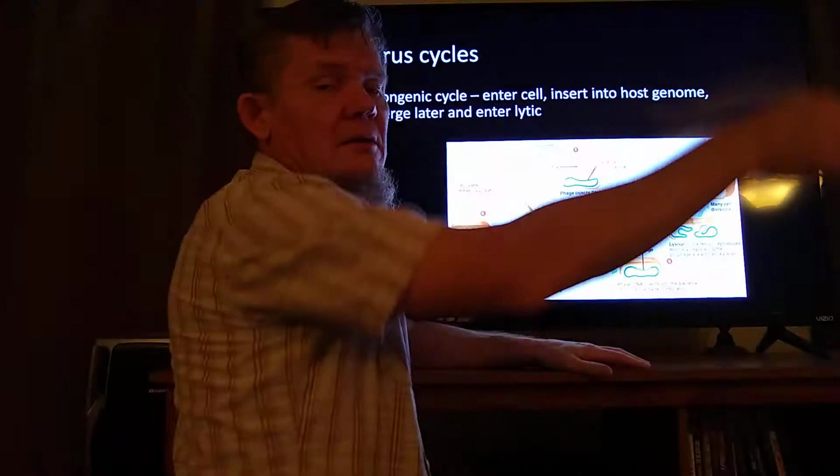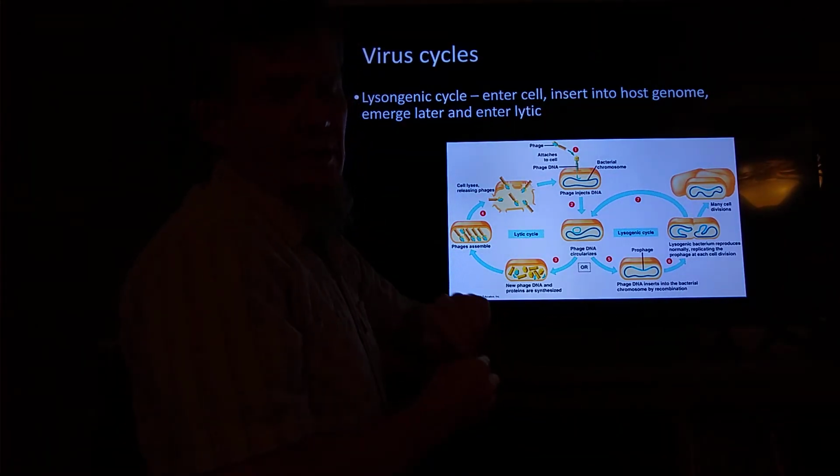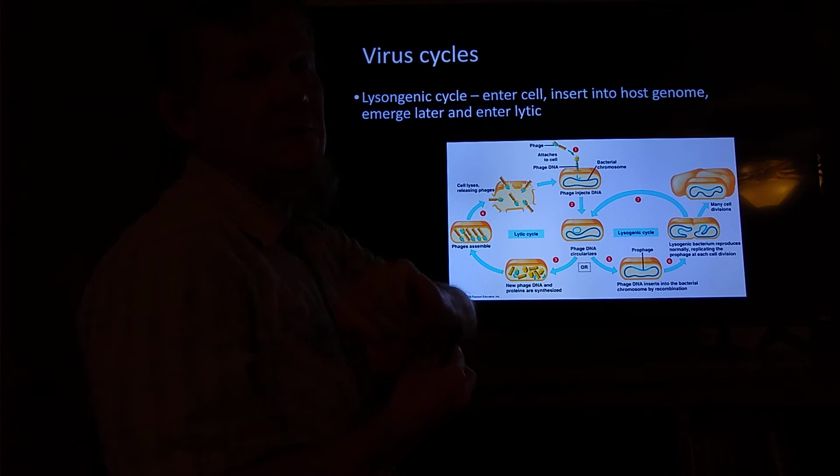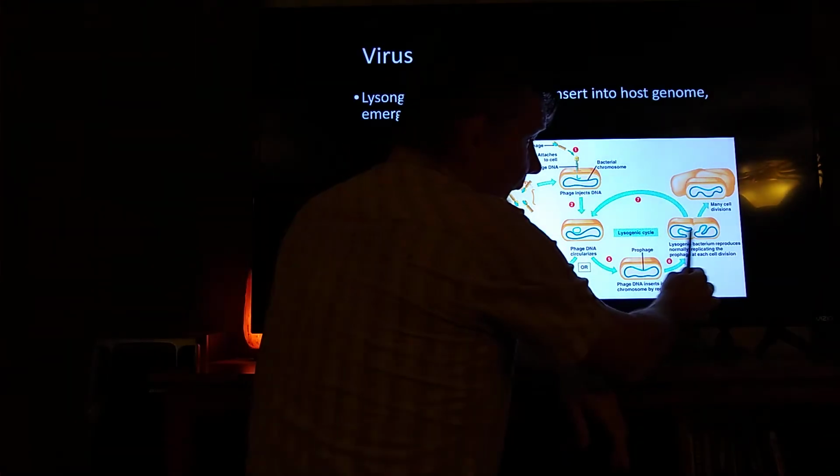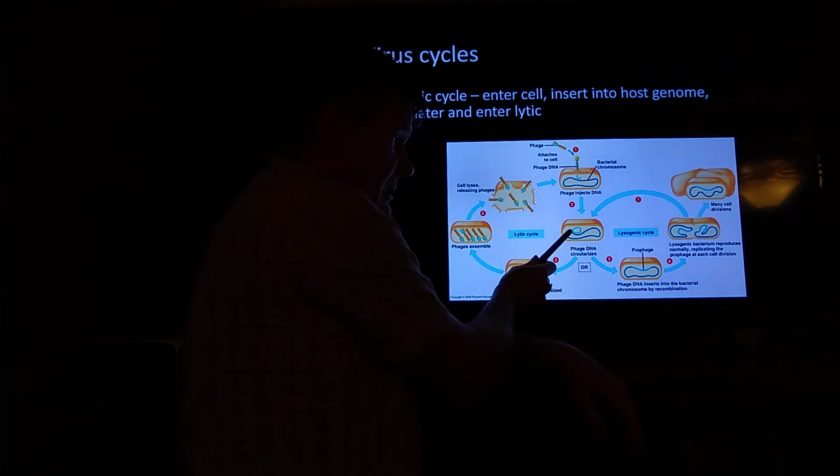And then at some point in the future, and we're not always sure what the trigger is, but there's some trigger in the future that will cause all of that viral DNA to pop out of the host DNA.